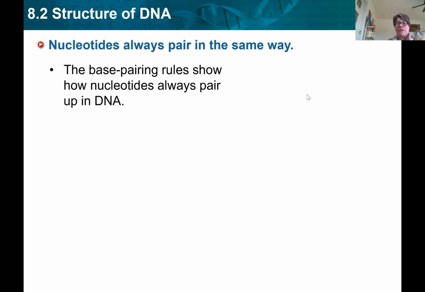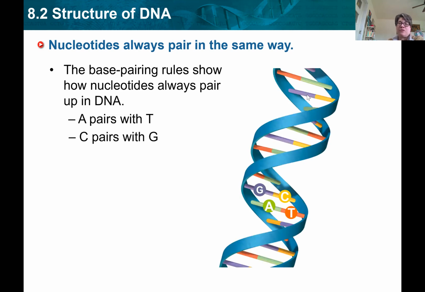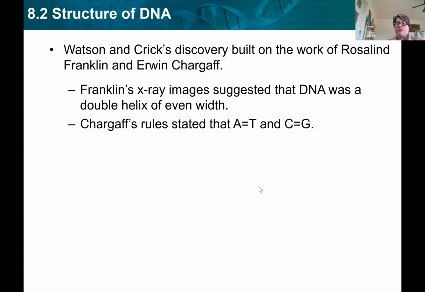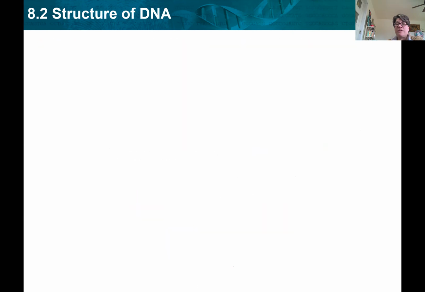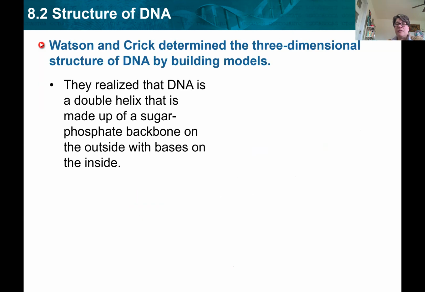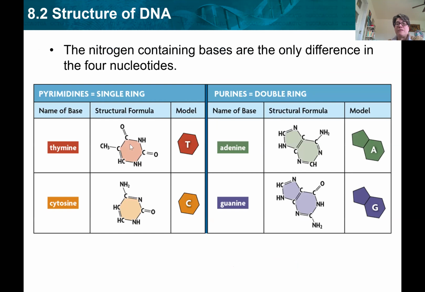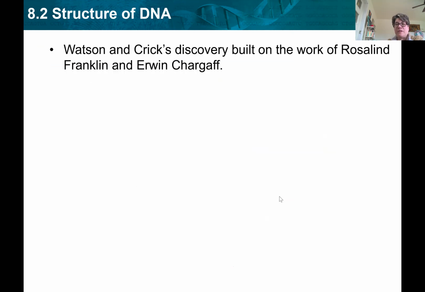Let me put this rule here, and hopefully you're writing these down: A's bond with T's and C's bond with G's. Here we have a pyrimidine single ring bonding with a purine double ring, and here again a pyrimidine single ring bonding with a purine double ring. So the single rings always bond with a double ring. A's bond with T's, C's bond with G's. Okay, so that's Chargaff's rule.